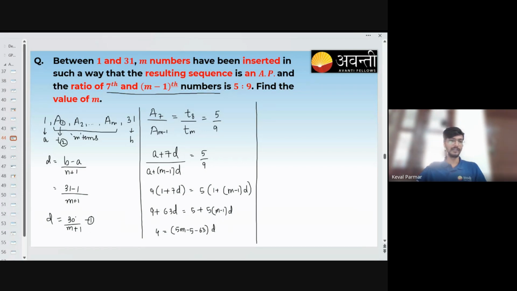So let us substitute the value of d from 1. So I'll substitute it here. I'll get 4 is equals to 5m minus 68 into 30 upon m plus 1. I can cancel out with 2. So 250. Let us cross multiply. So I'll get 2 into m plus 1 is equals to 5m minus 68 into 15.